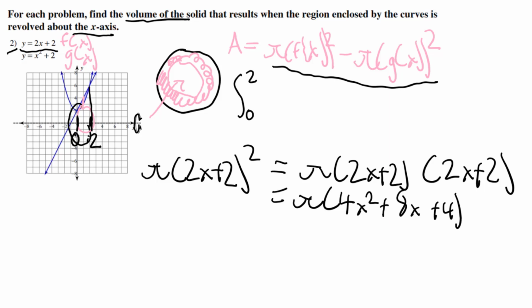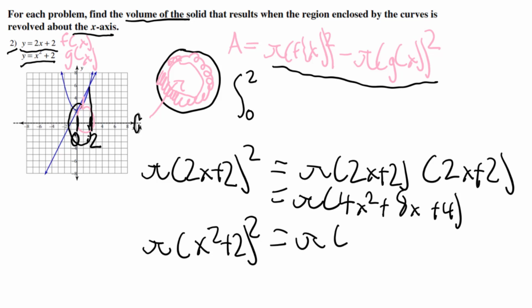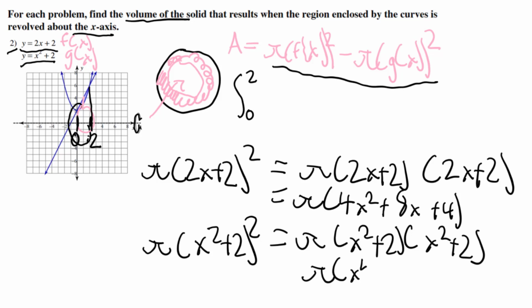And then we can also find g of x. So g of x is equal to y equals x squared plus 2. For g of x, we'll do the same thing to simplify the next step a little bit because it's squared. So we'll get pi times x squared plus 2 times x squared plus 2. From this, we get pi times x to the 4th plus 4x squared plus 4.